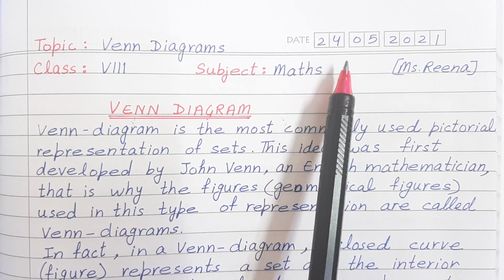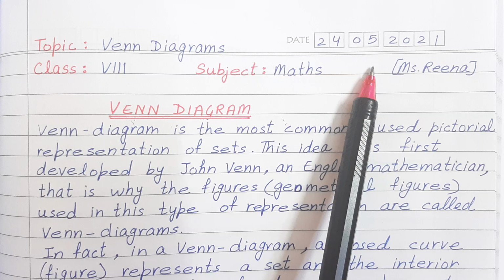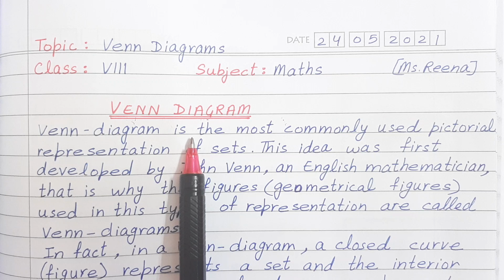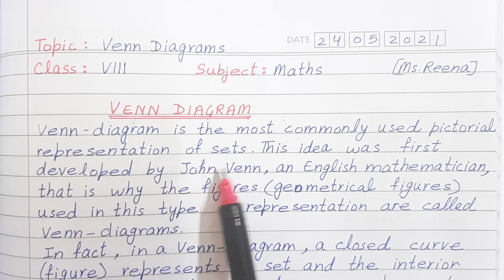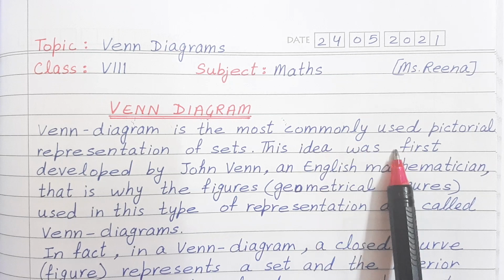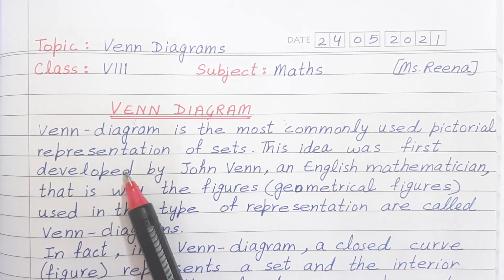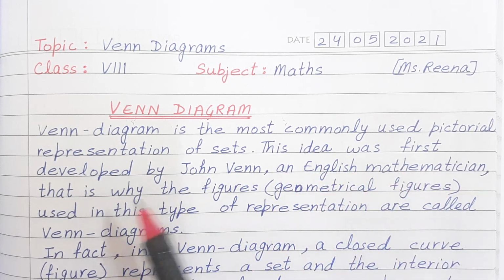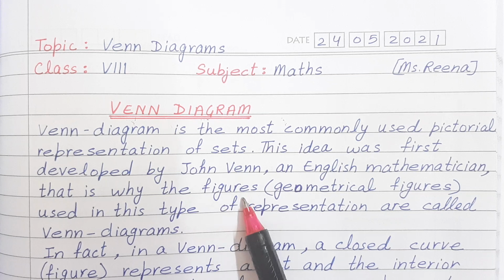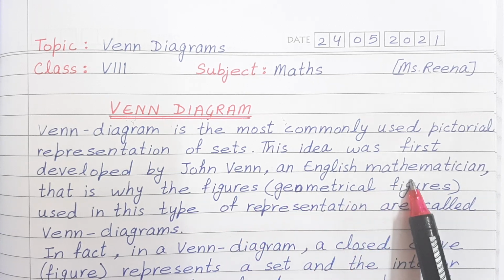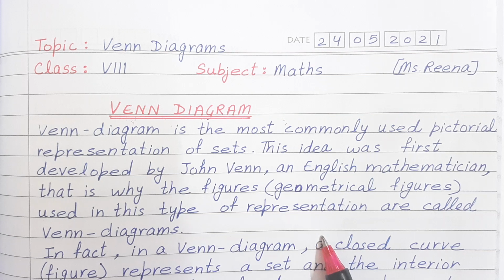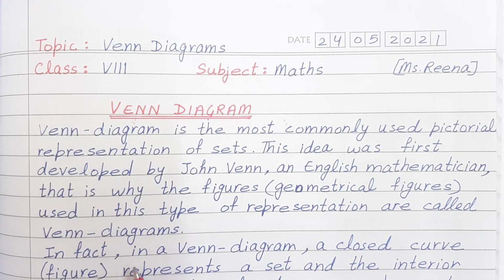Children, today we will discuss Venn diagrams, right? A Venn diagram is the most commonly used pictorial representation of sets. This idea was first developed by John Venn, an English mathematician. That is why the geometrical figures used in this type of representation are called Venn diagrams. Clear?